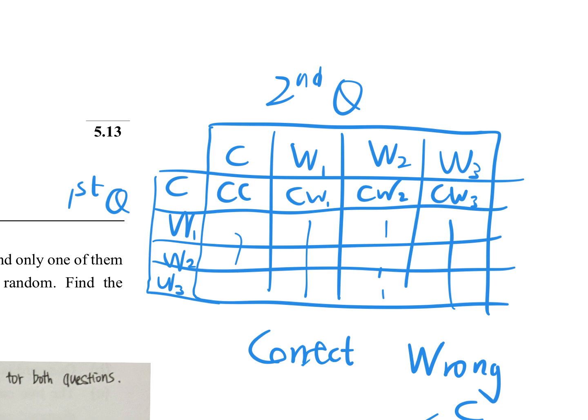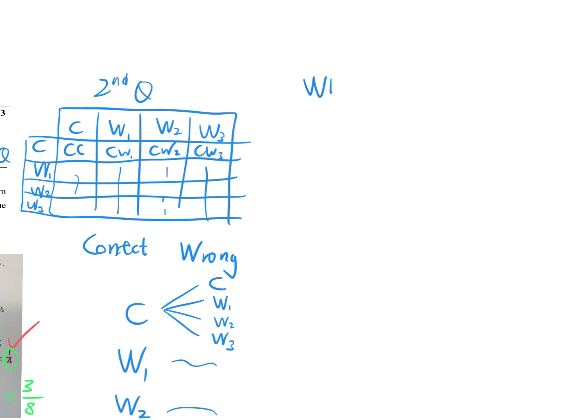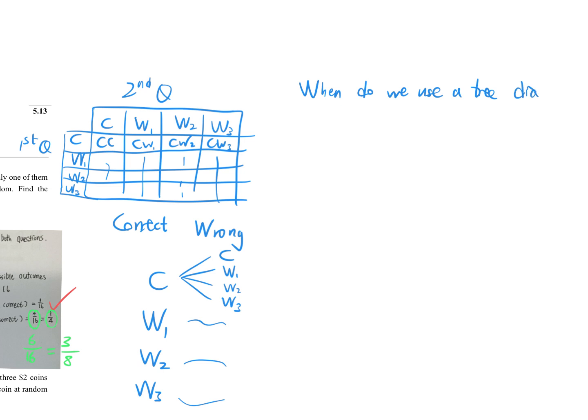Okay. My question for you then. When do we use a tree diagram? First of all, sometimes we don't even need to use a tree diagram or a table. We just count. When do we use a tree diagram? When there are fewer options compared with a table, I guess. But how about when do we use a tree diagram in general?